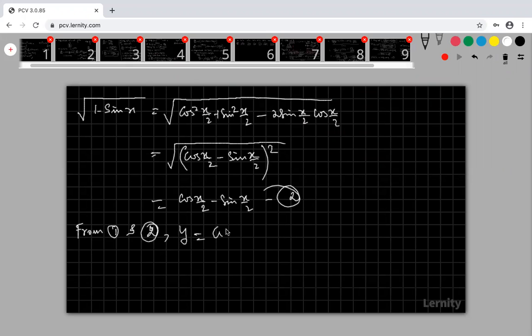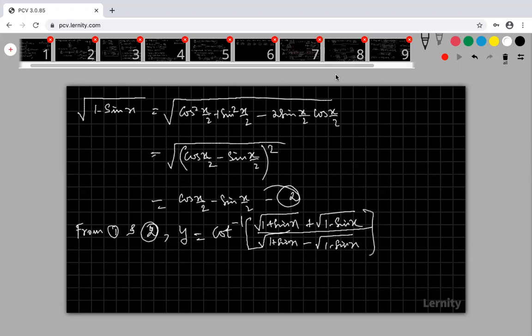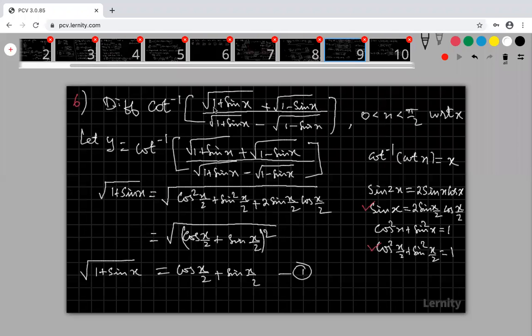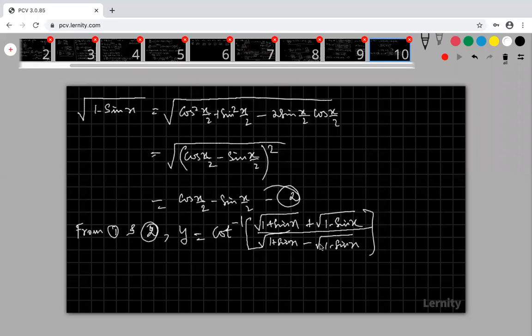What is my actual y? What is the problem? My given problem is y equals cot inverse of root of 1 plus sin x plus root of 1 minus sin x, divided by root of 1 plus sin x minus root of 1 minus sin x. Am I right? This is the given problem.